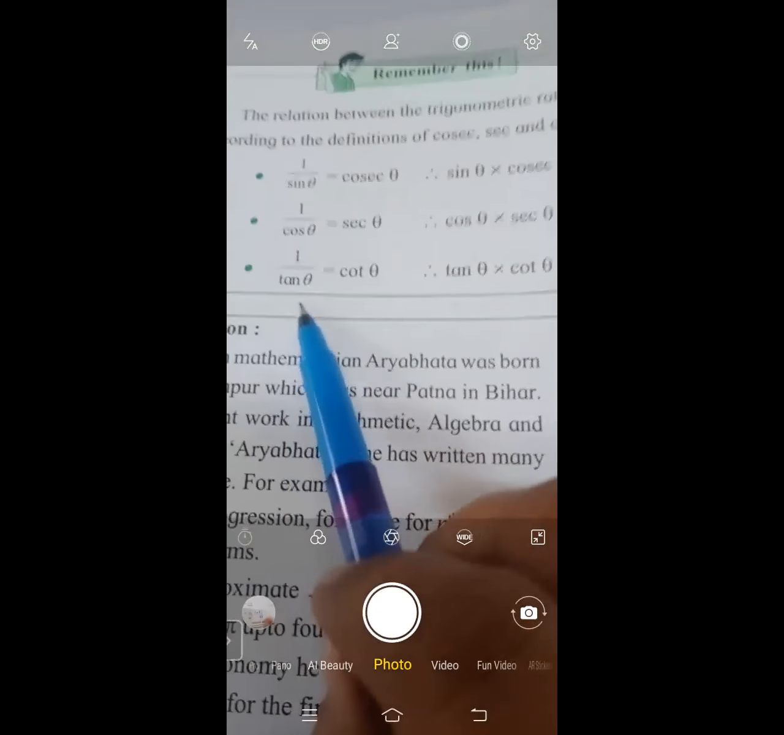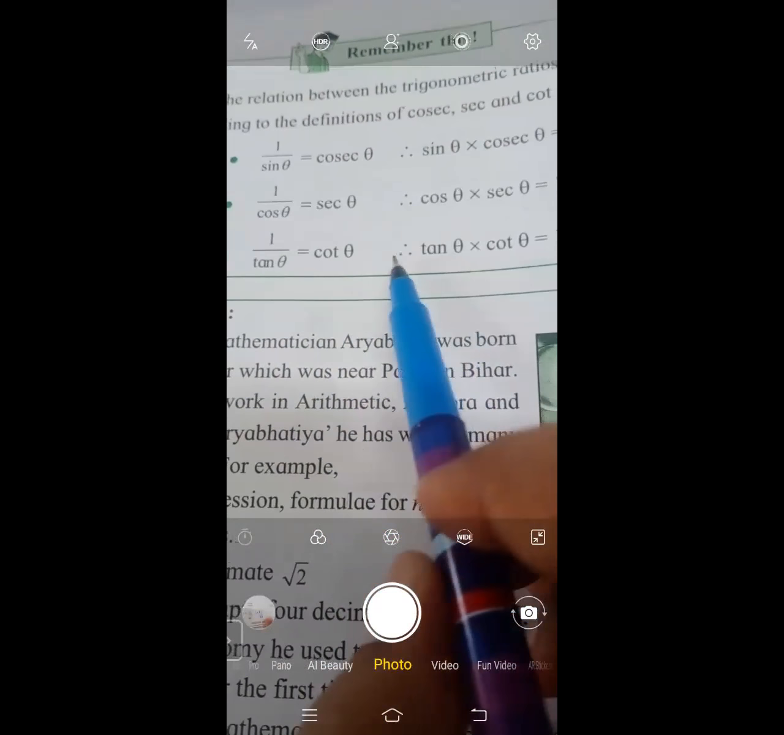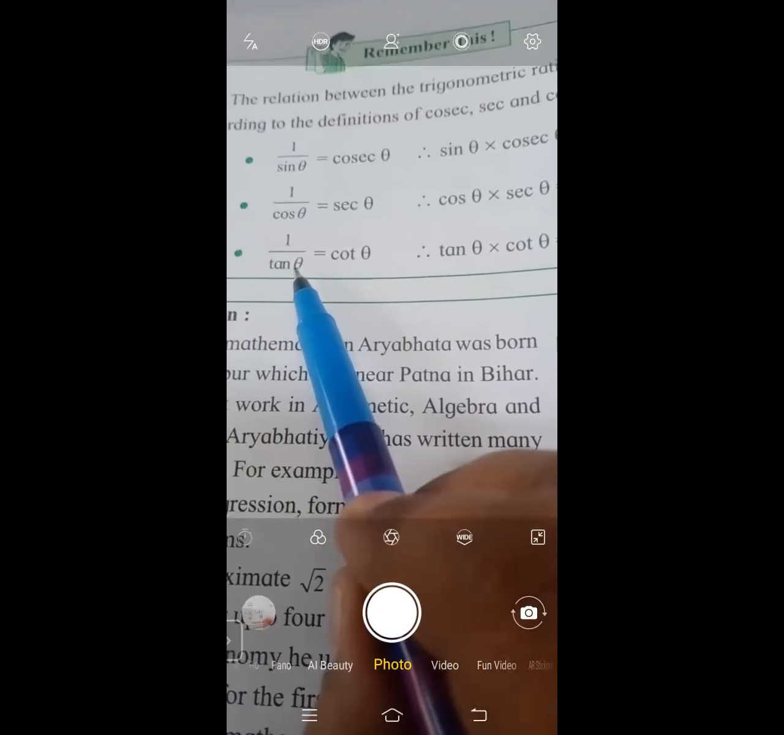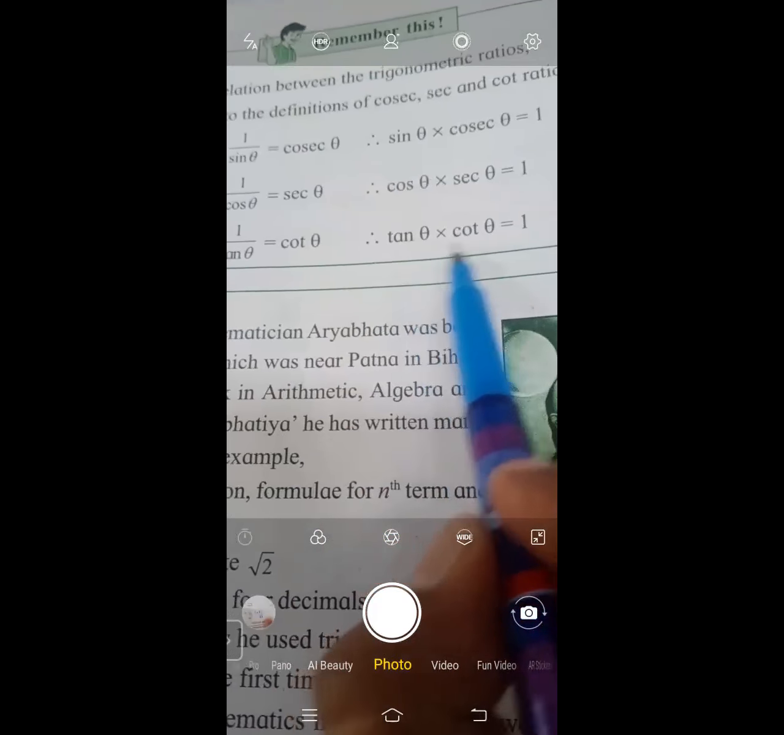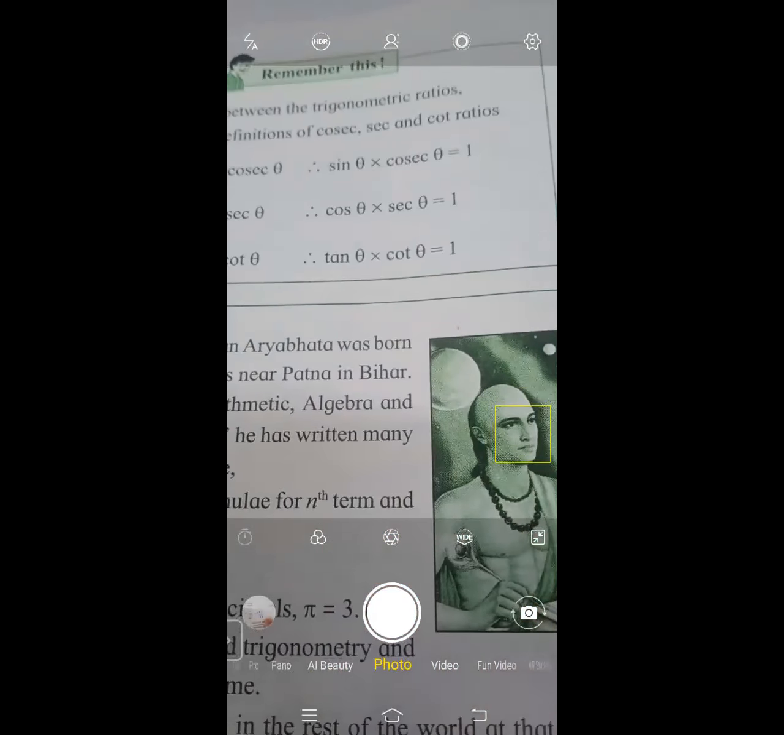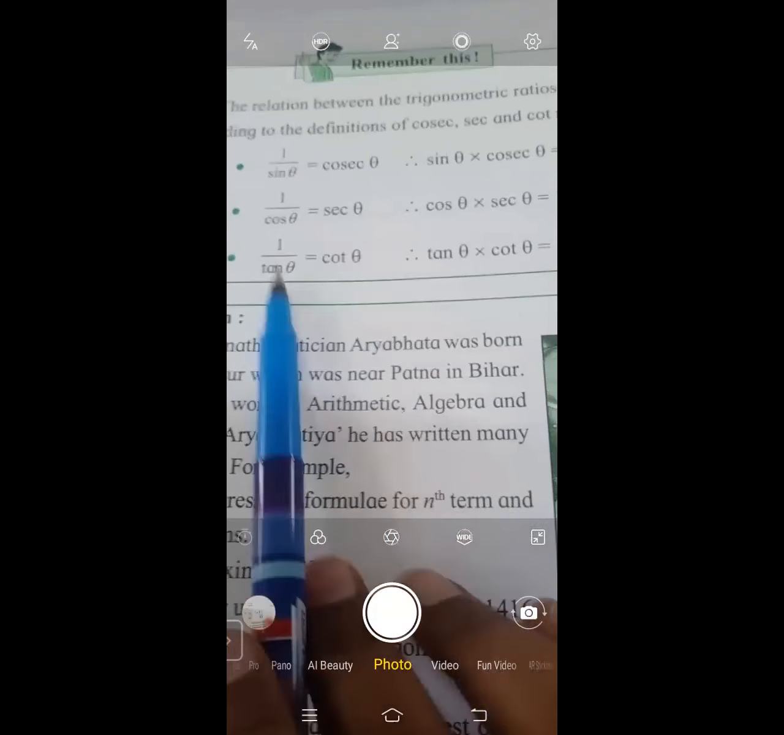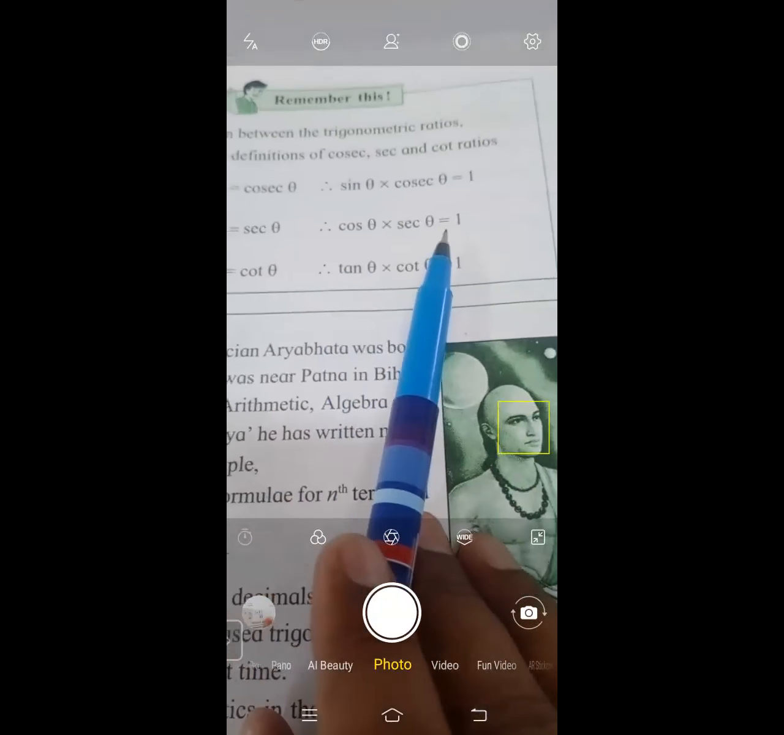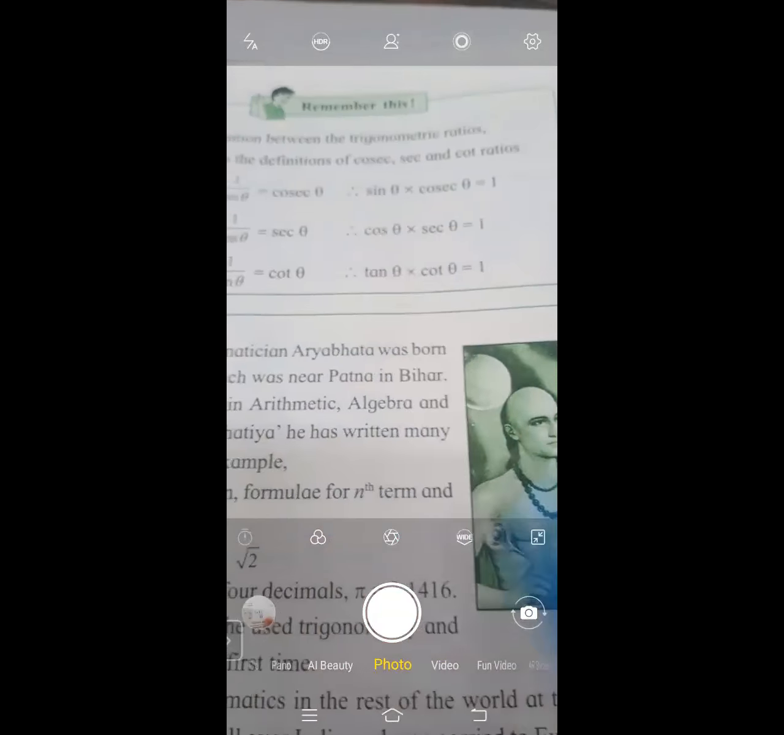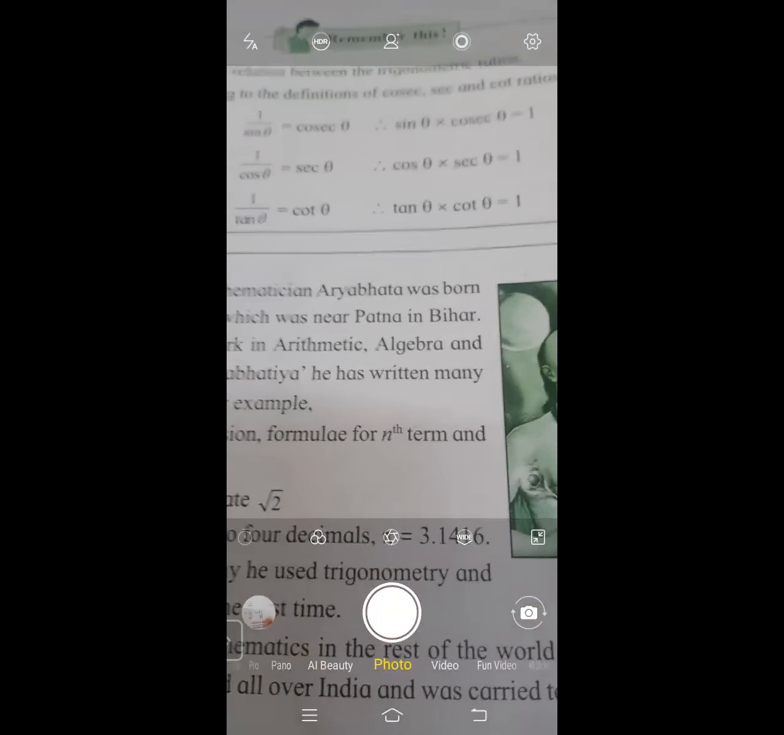1 upon tan theta is equal to cot theta. Tan theta is dividing over here, so it will multiply on the other side. So tan theta into cot theta is equal to 1. So you can see that by these ratios, we are formulating some identities. Some identities are formed, which will help us to solve problems.